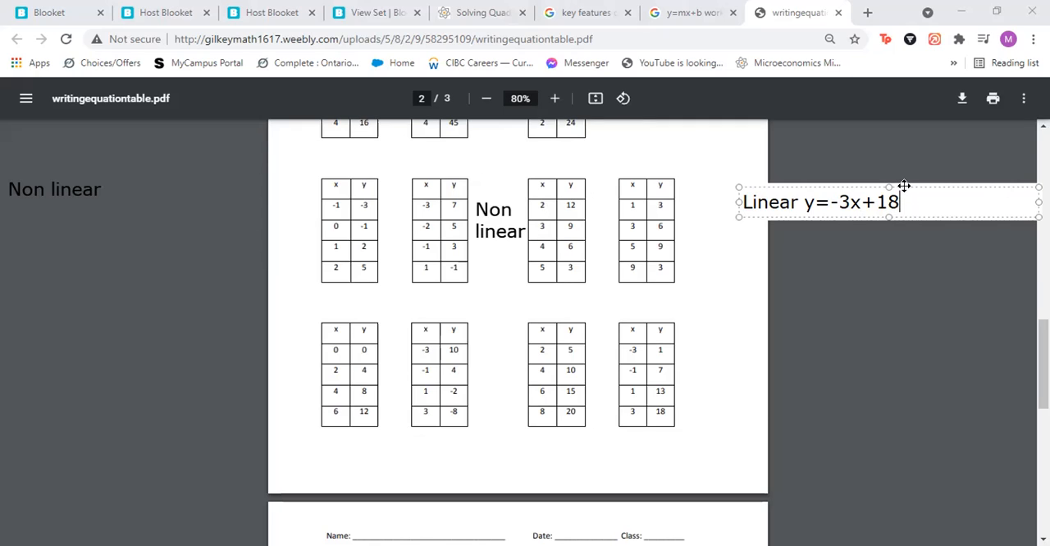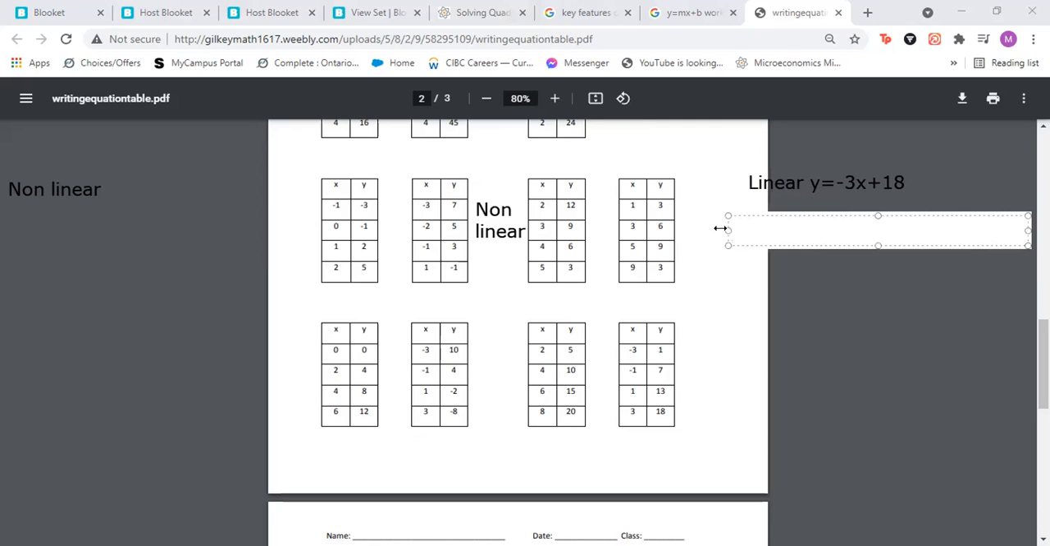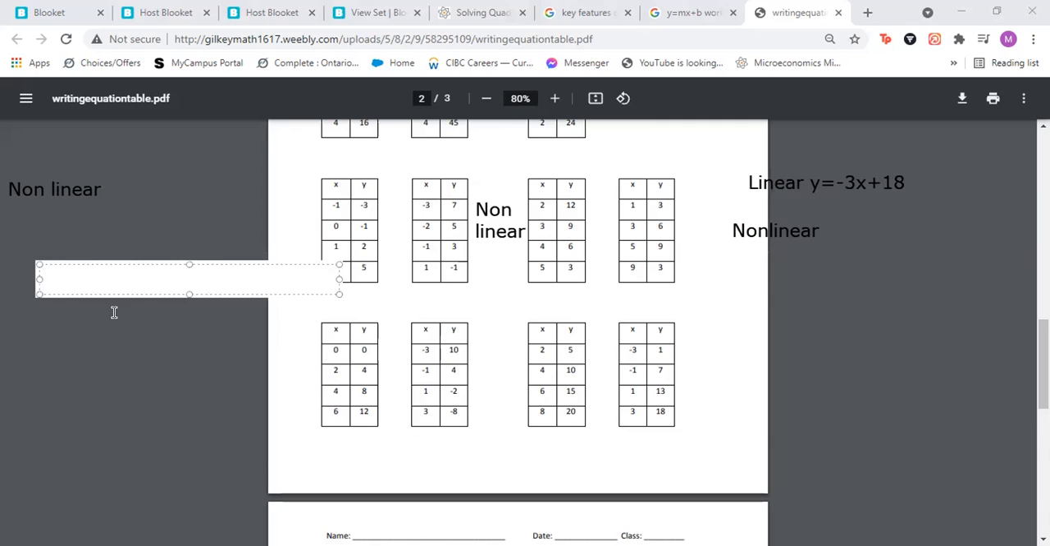Okay. And then what about the next one? Would it be linear? Non-linear. Correct. And then what about the next one? It's going to be linear. Linear, yeah, correct.